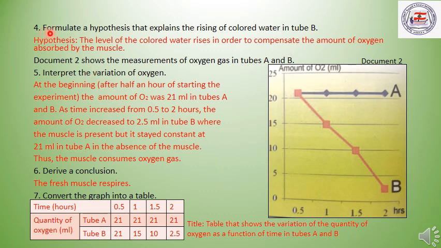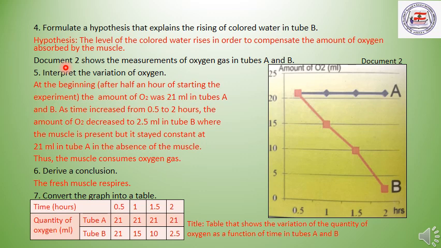Question number 4. Formulate a hypothesis that explains the rising of colored water in tube B. Hypothesis: the level of the colored water rises in order to compensate the amount of oxygen absorbed by the muscle.